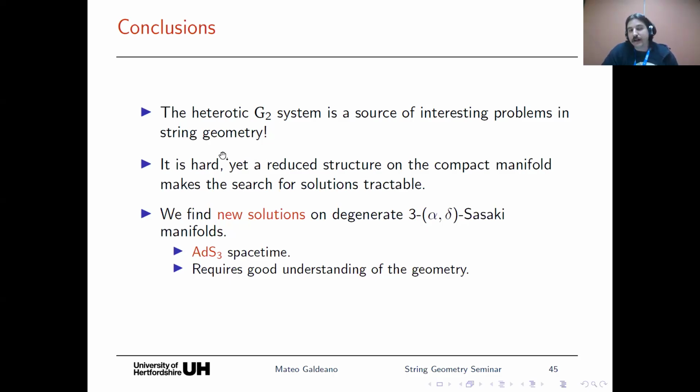Another takeaway is that it's hard. It's hard to find explicit solutions. But when you have a reduced structure on the compact manifold, then you can actually hope to do something here. And it's something that we see again and again in the literature: when you have some nice symmetries in your problem, then you can do something.